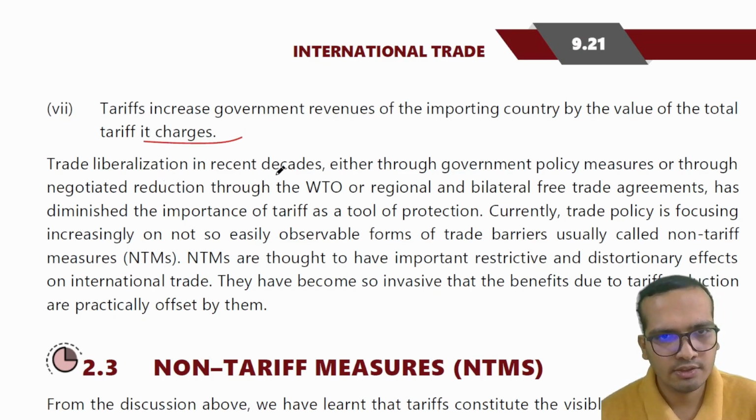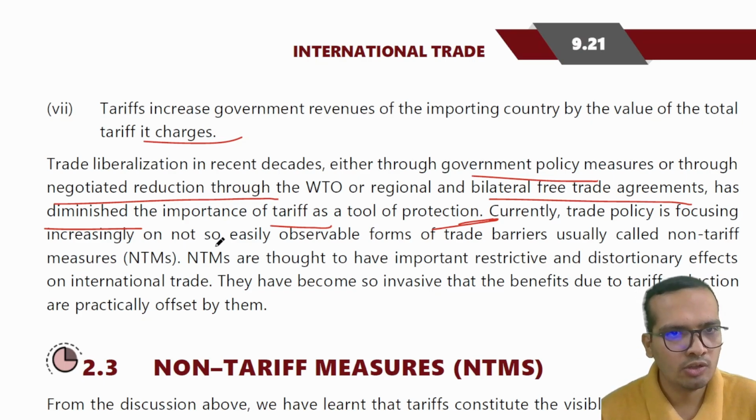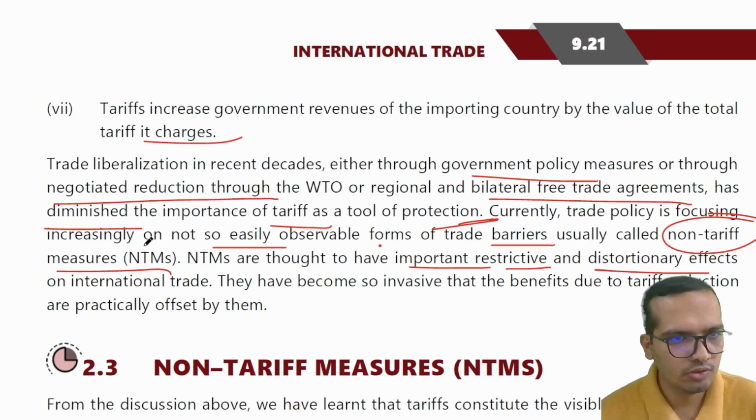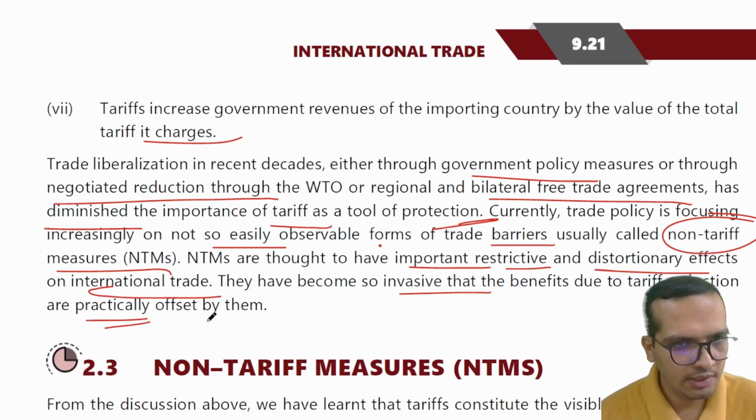Trade liberalization in recent decades, either through government policy measures or through negotiated reductions through the WTO or regional and bilateral free trade agreements, has diminished the importance of tariff as a tool of protection. Currently, trade policy is focusing increasingly on not so easily observable forms of trade barriers, usually called non-tariff measures (NTMs). NTMs are thought to have more important restrictive and distortionary effects on international trade. They have become so invasive that the benefits due to tariff reductions are practically offset by them.